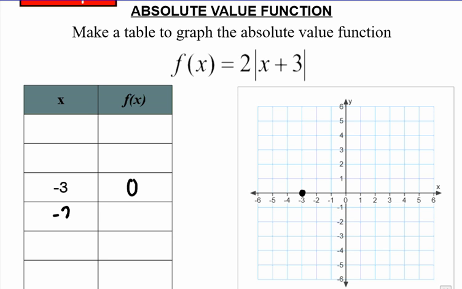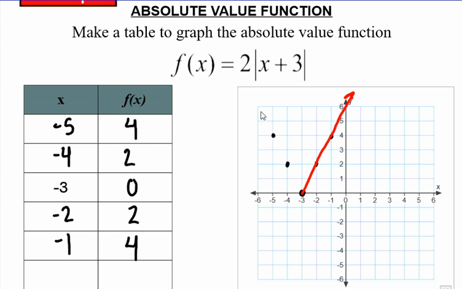Then I pick some points on either side: -2 and -1, -4, -5. A couple on each side will be good. If I put -2 in the equation, -2 plus 3 is 1, 1 times 2 is 2. If I put -1 in the equation, -1 plus 3 is 2, 2 times 2 is 4. And then I know this is just going to make the mirror image. This is a 2 and this is a 4. You can check by plugging the points in yourself. I plot, I get this side, and then I could just reflect to get the left side, but I have the points as well, so I sketch it in. The graph would look like that, and I'd be done.